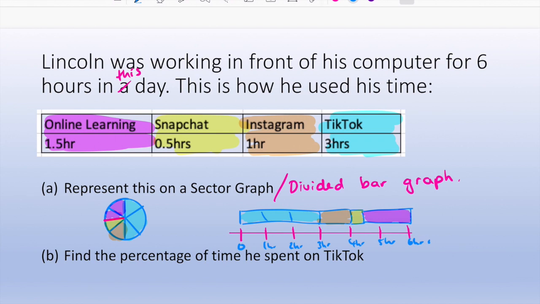Okay. Find the percentage of time that he spent on TikTok. This one's pretty straightforward. It looks like it's half, and we know that that is 50%. But I'll show you another way that you can do it. You can just write, it was 3 out of a total of 6 hours. And then to make it a percentage, we're just going to multiply it by 100. Pop that in our calculator, and you will indeed get 50% to answer the question.